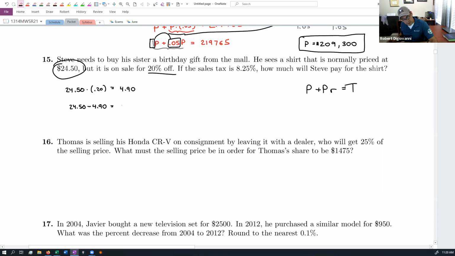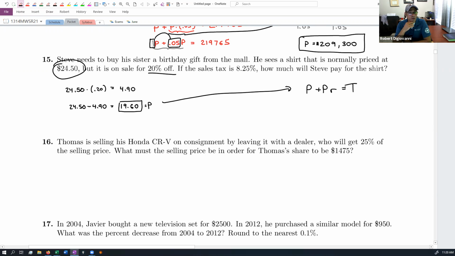And you get 19.60. Okay, this would be P. That would be the price. Now we still have to pay tax on that, right? So I'm gonna use that in this formula in a second. Does anyone have any questions on that?